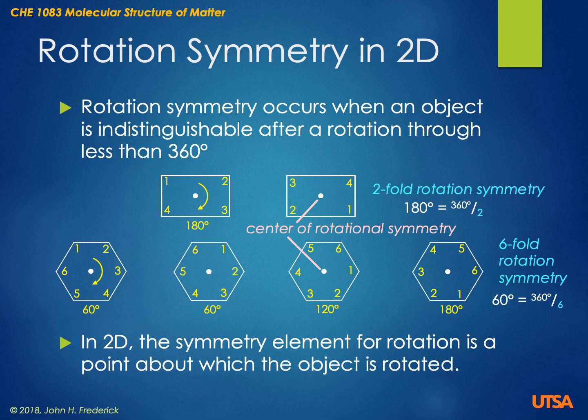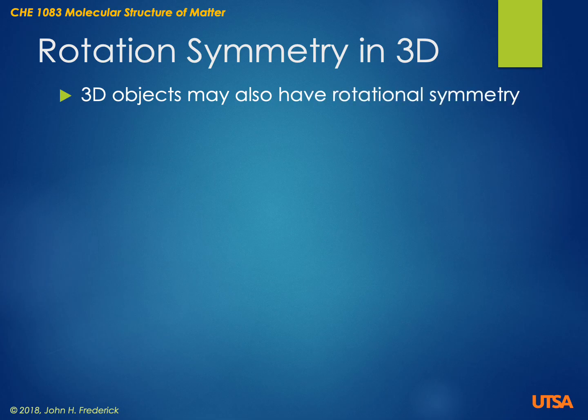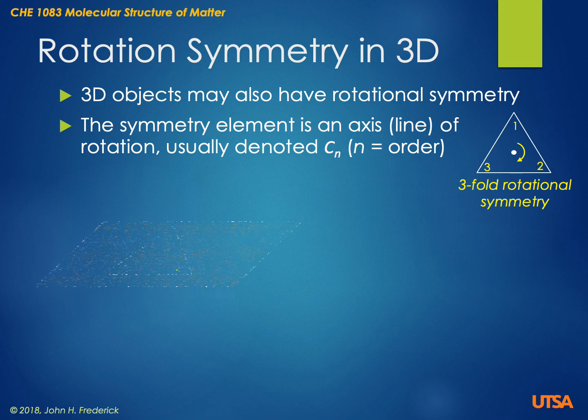So the point that's drawn in the middle of each of these figures is the symmetry element for rotation. In 3 dimensions, they also can have rotational symmetry, but now the symmetry element is going to be a line or an axis of rotation, and it's usually denoted by the symbol C sub n, where n is the order of that rotation. So for example, if we had an equilateral triangle, we would have a C3 axis that runs right through the middle of this, giving it threefold rotational symmetry.